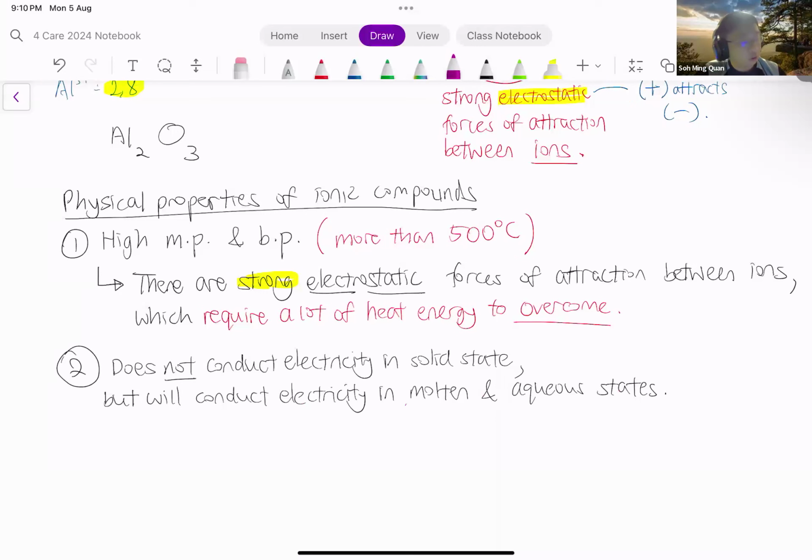Okay, so what is molten? Molten means liquid state. Aqueous means dissolved in water. AQ is a state symbol. Okay? So this is very, very unique to ionic compounds. Only ionic compounds behave like that. They do not conduct in the solid state, but will conduct electricity in the molten and aqueous states, which you need to know how to explain.